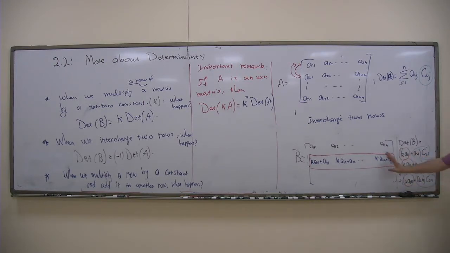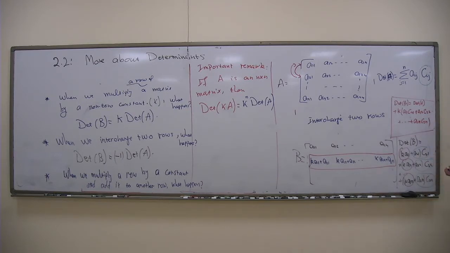The k is not a problem. The k, you take it out. So what is left here? What is left is this. So the conclusion here, determinant of B is going to be determinant of A plus k into something, which is A11 C21 plus A12 C22 plus A1n C2n. Now look at this.